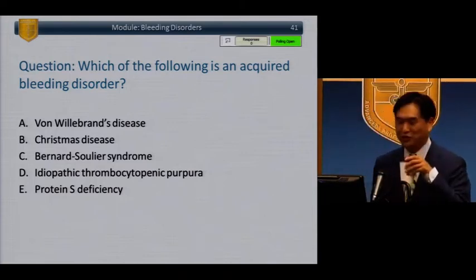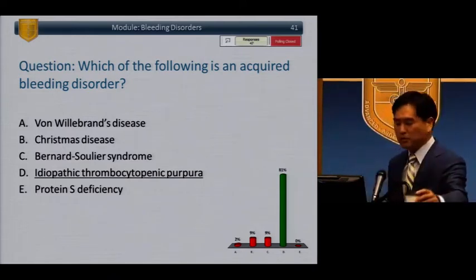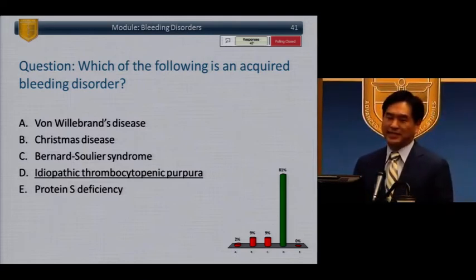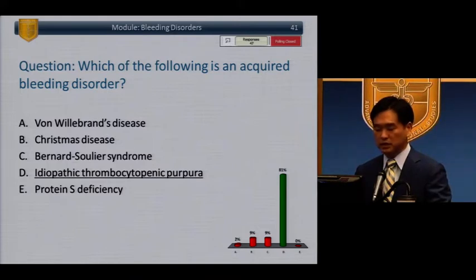Hard to acquire something with someone's name on it. Good. Excellent. Also, I think it has idiopathic in its name, which presumably means you don't know how you got it, so it's not like you got it from your parents, right? So, good. ITP is acquired, protein S, that's a genetic, all these things are passed through the family.